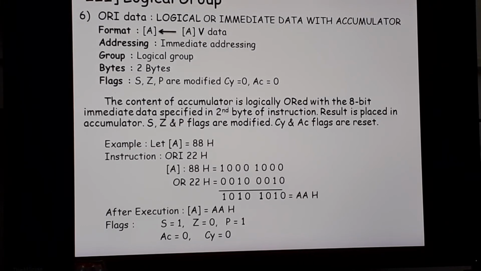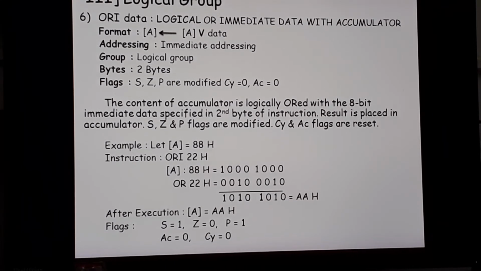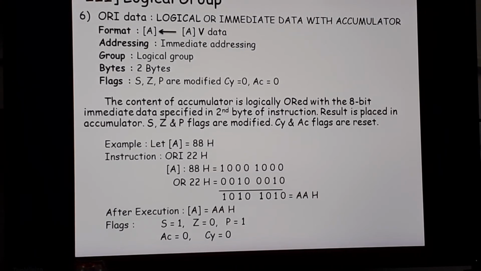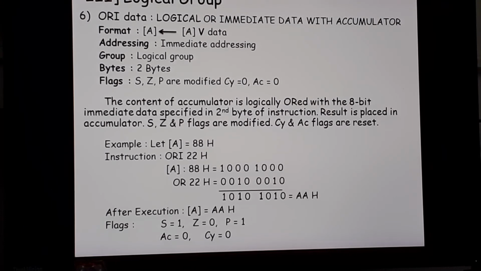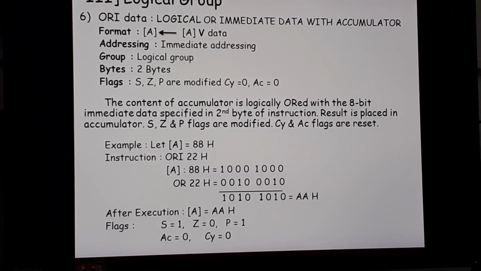So the explanation you will write as: the content of the accumulator is logically ORed with the 8-bit immediate data specified in the second byte of the instruction. The result is stored in the accumulator. Sign, zero and parity flags are modified. Carry and auxiliary carry flags are reset. You can change the explanation according to the format that you have written. You can say, in this particular instruction the content of accumulator is ORed with the 8-bit immediate data and the result of ORing is always stored in accumulator, and you can mention the flag register status.